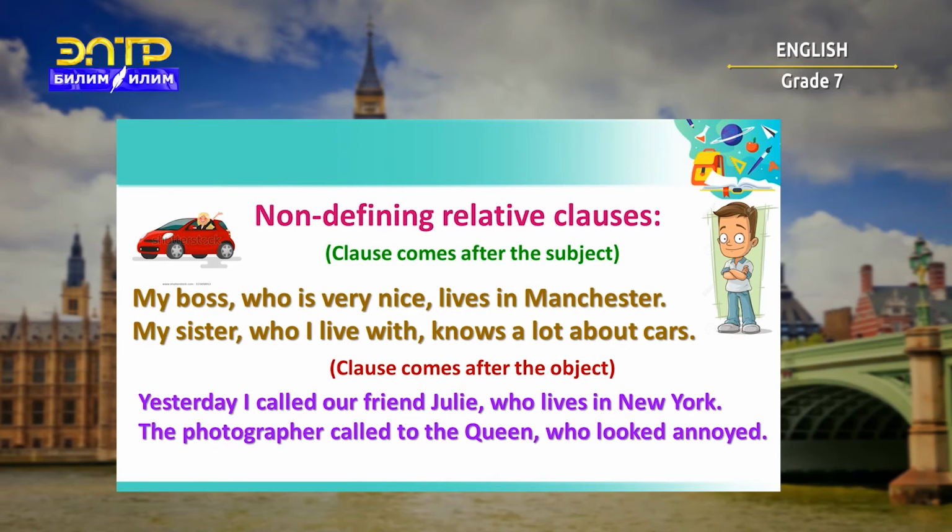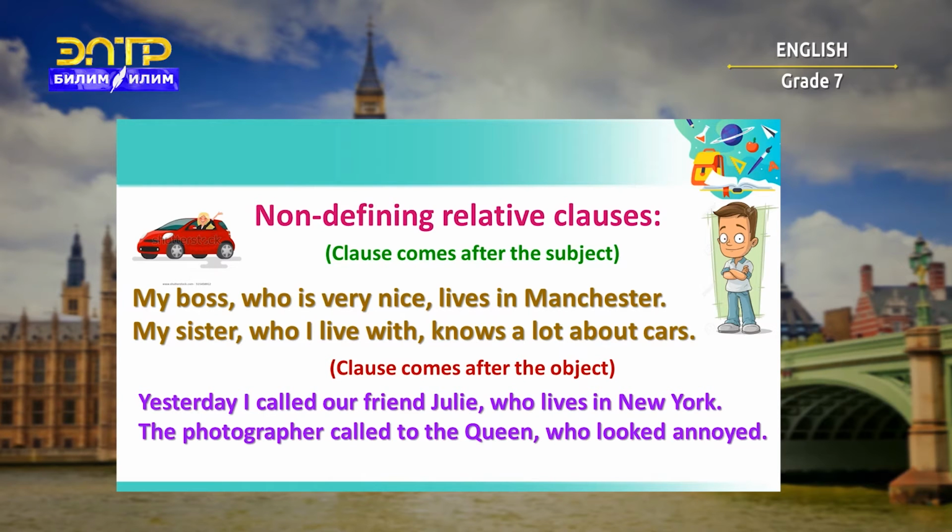We don't use that in non-defining relative clauses, so we need to use which if the pronoun refers to a thing and who if it refers to a person. We can't drop the relative pronoun in this kind of clause, even if the relative pronoun is the subject of the clause. Here are some examples.